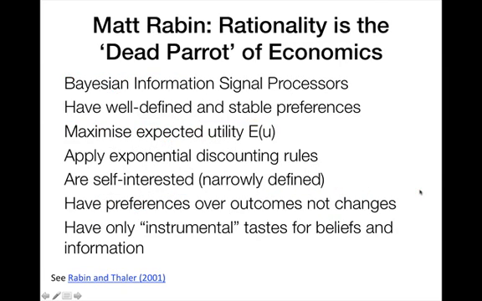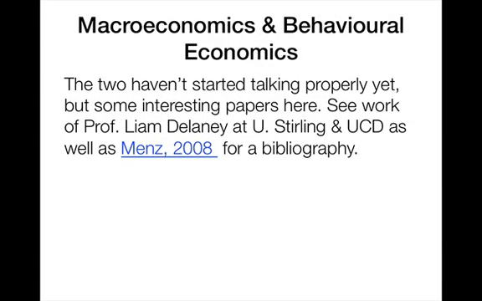Matt Rabin, a famous behavioral economist, has described rationality as the dead parrot of economics. The idea is that in some sense you're a signal processor, that price is coming in as a signal, and what you're doing actually is maximizing your expected utility subject to these constraints. The idea is you apply what's called an exponential discounting rule, and at the end of the day you've only got an instrumental taste for belief and information. So this is a dead parrot. It's not real, but we're treating it as if it is, as if it's still alive.